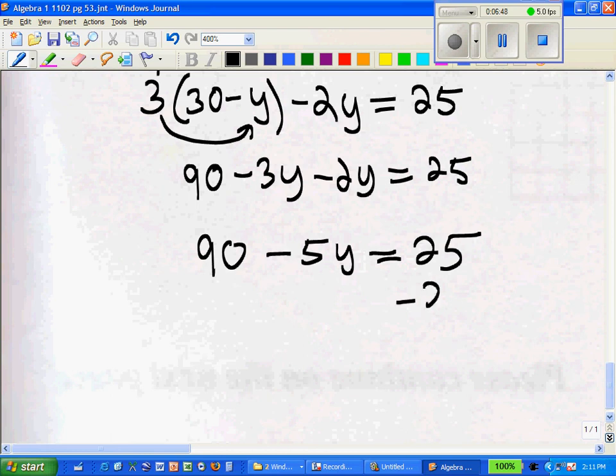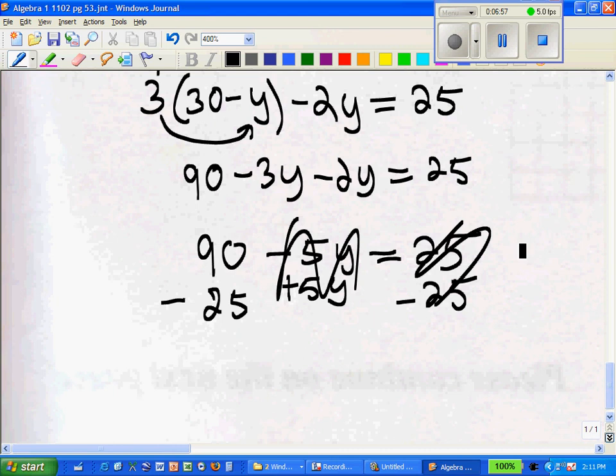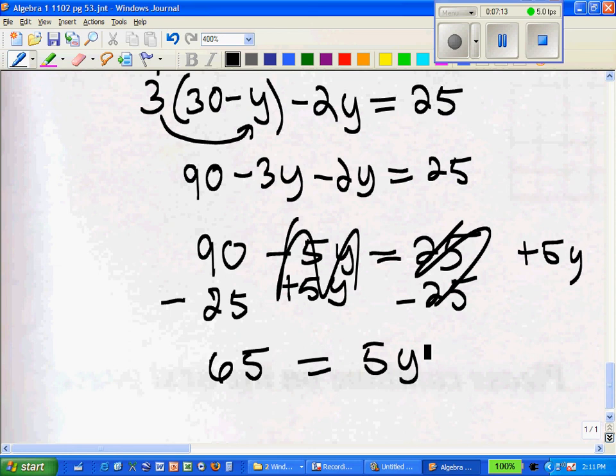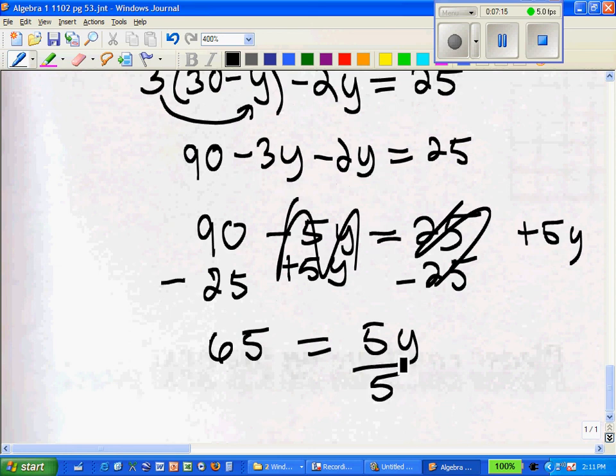So I'm going to get rid of this 25 here. But what I do to one side, I have to do to the other. So I'm going to take 25 away from this side. I'm going to add 5y to this side. That cancels this out. But I'm going to add 5y to this side. So what I get is 90 minus 25 is 70. I'm sorry, it's 65. Equals 5y. And I'm going to divide by 5 to get what y is. And y equals 13.